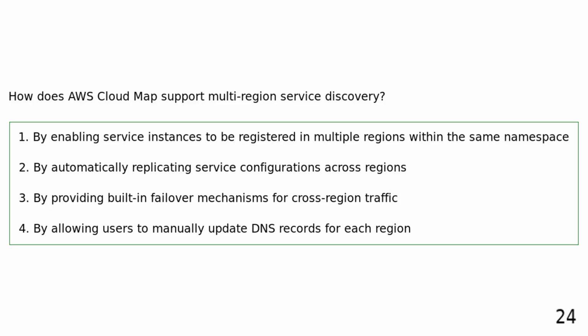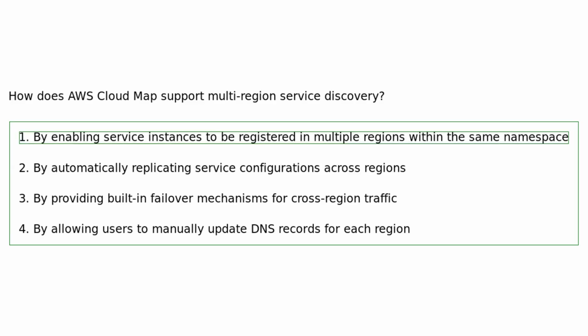How does AWS Cloud Map support multi-region service discovery? By enabling service instances to be registered in multiple regions within the same namespace. By automatically replicating service configurations across regions. By providing built-in failover mechanisms for cross-region traffic. By allowing users to manually update DNS records for each region. AWS Cloud Map supports multi-region service discovery by allowing service instances to be registered in multiple regions within the same namespace, facilitating cross-region service discovery.